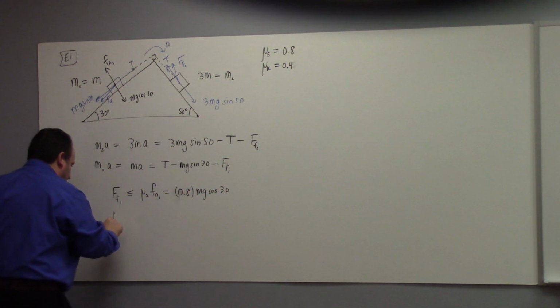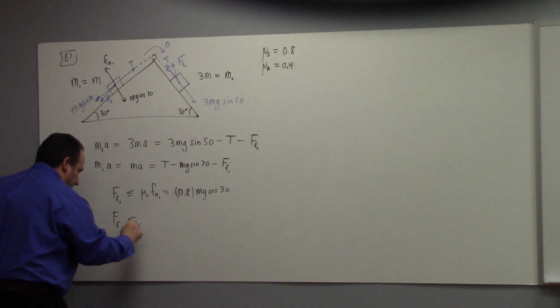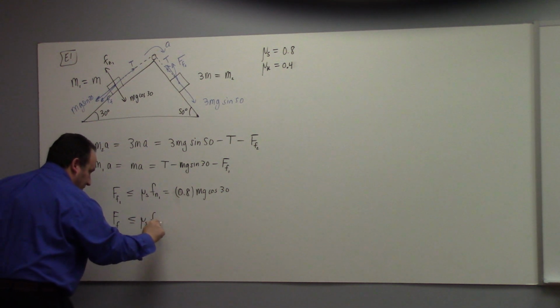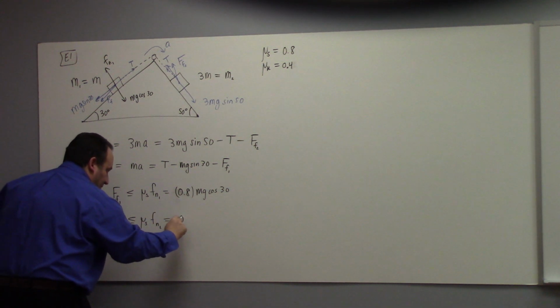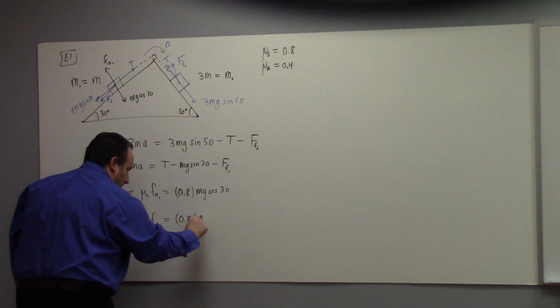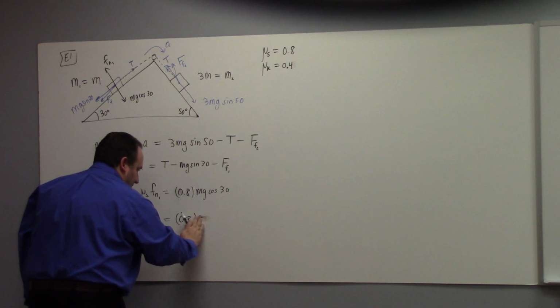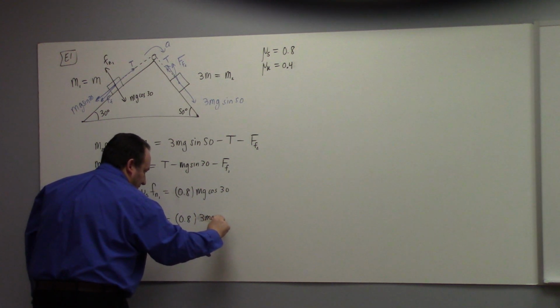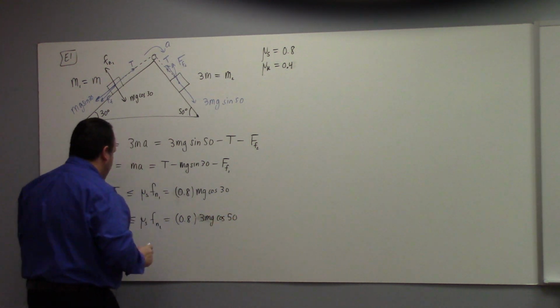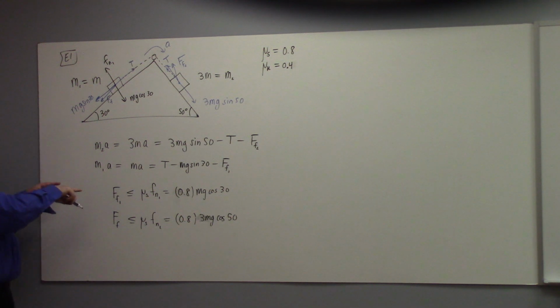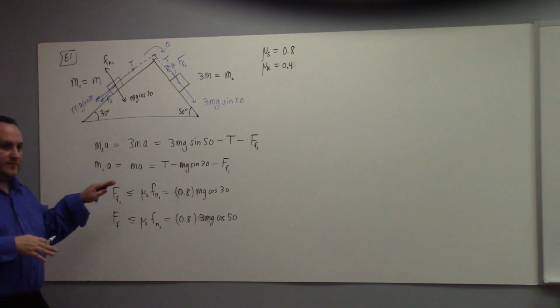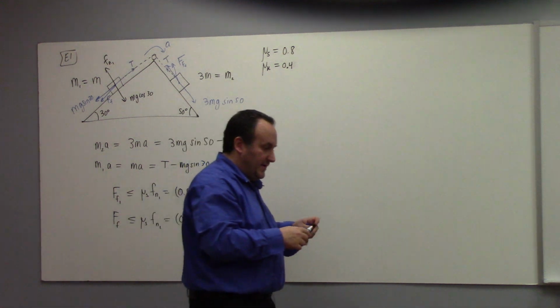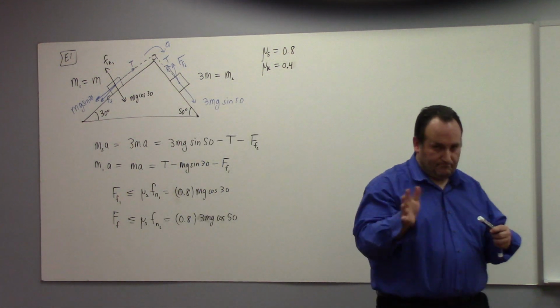All right? And the force of friction from 2 is less than or equal to mu sub s times the normal force on 2, which is 0.8 times m, not mg this time, but 3mg cosine 50. All right? So those right there, what we're looking at, these are the maximum possible forces of friction. All right? So this is a setup.